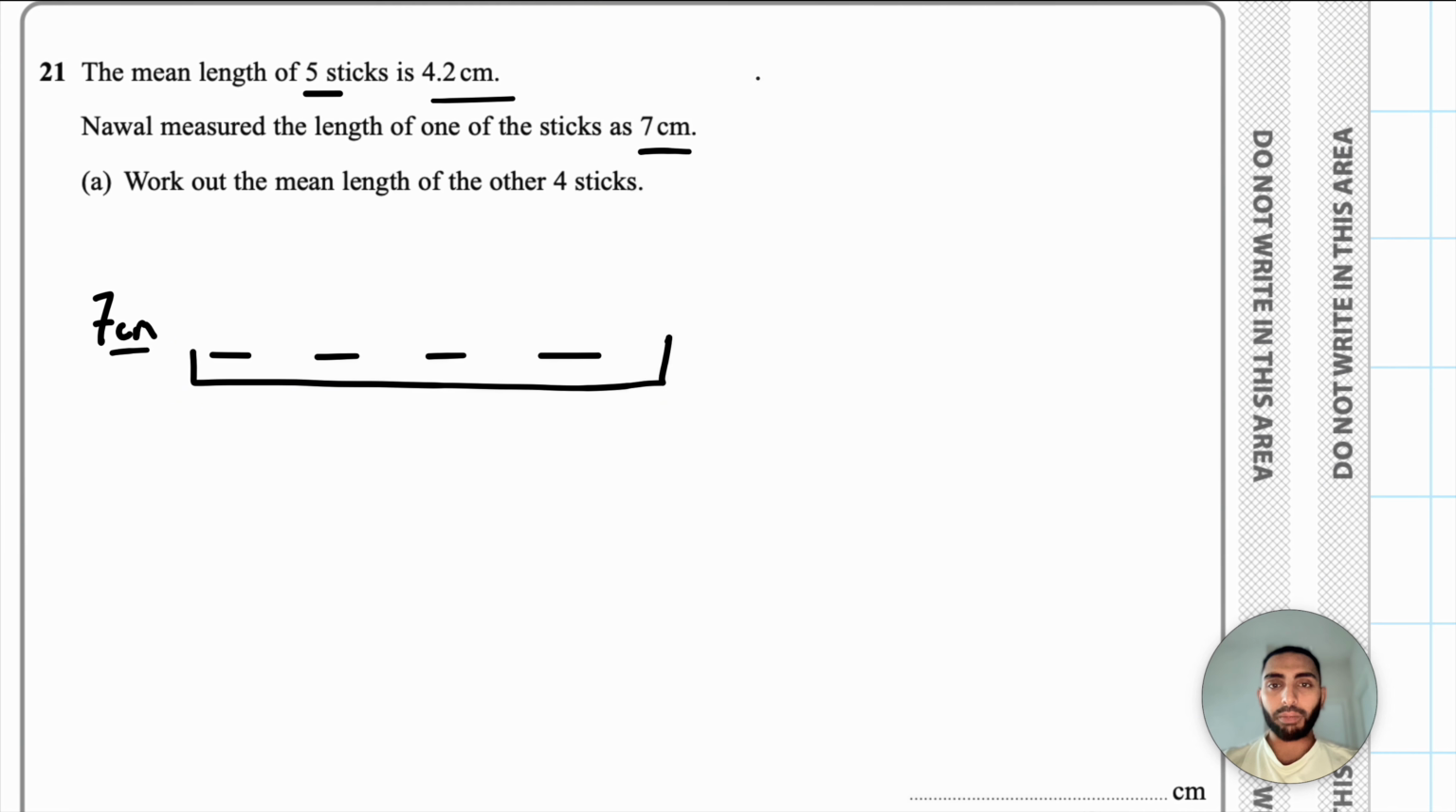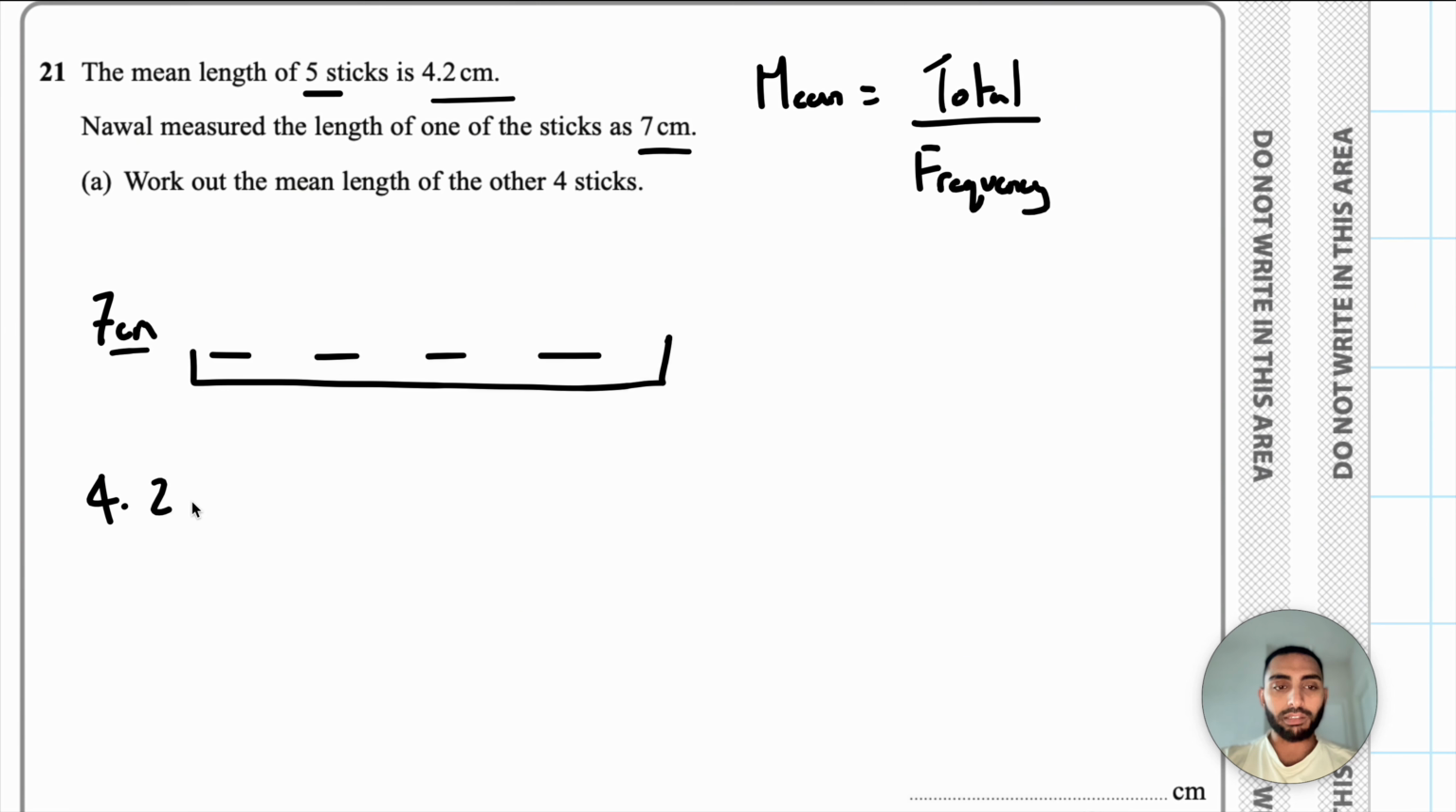How do we normally find the mean? The mean is equal to the total, that's all of them added up together, divided by the frequency. That's how many numbers there are. And we can use this fact to substitute into here. We know what the mean is, it's 4.2, and we know what the frequency is, it's going to be 5. We can find out what the total is from that. So the mean is 4.2, and that's equal to the total. We don't know what that is, so I'm going to label it as x, divided by the frequency, which is 5. x is being divided by 5, so I need to multiply by 5 on both sides.